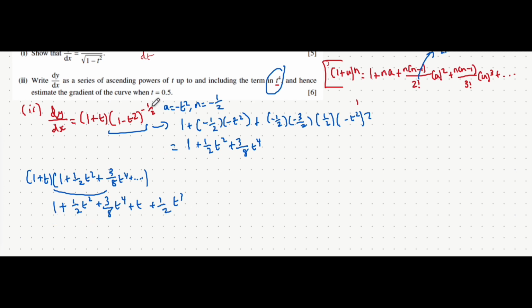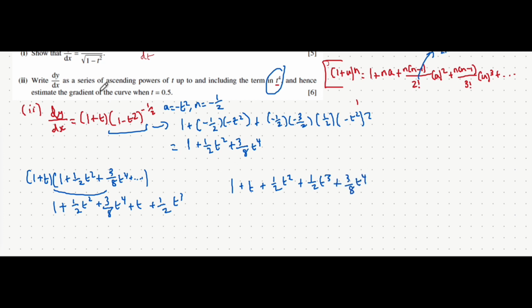It does say write as ascending powers of t, so you want to rearrange it, so you put the 0th power of t, and then the 1st power of t, and then the 2nd power of t, and then the 3rd power of t, so on and so forth until the last one.